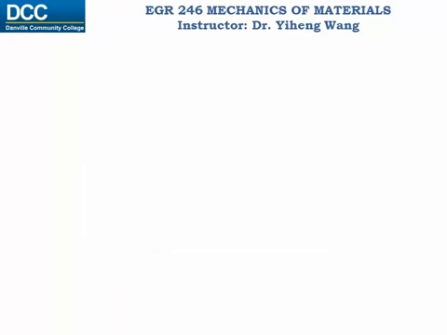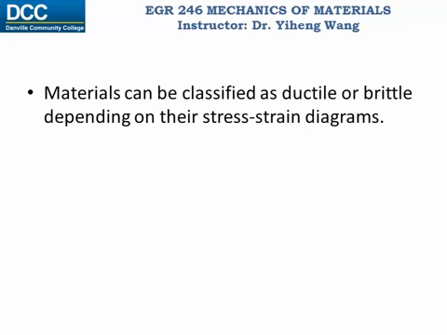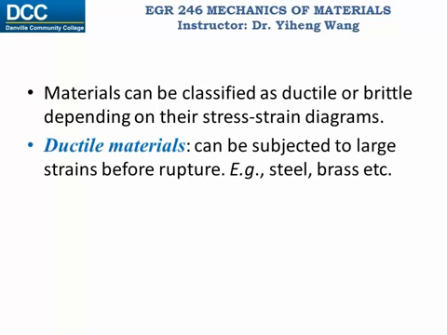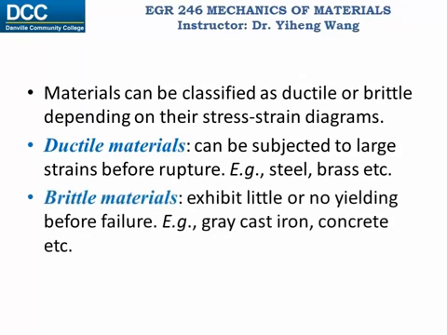Based on the stress-strain diagrams of different materials, a simple classification of materials is ductile material and brittle material. In general, ductile material can be subjected to large strains before rupture. In other words, they can exhibit large deformation before failing. They normally exhibit higher resistance to tensile stress than compressive stress. Brittle materials, on the other hand, exhibit little or no yielding, in other words, no deformation before failure. They normally show higher resistance to compressive stress than tensile stress.